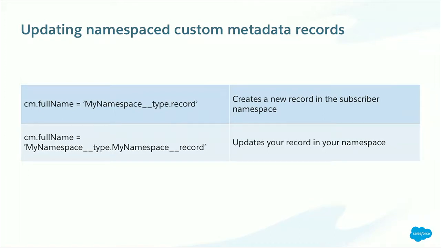But we've seen some developers get tripped up because they've intended to modify the record in their metadata type and ended up creating a new one in the subscriber namespace. So if you need to modify a record in your namespace, you need to make sure that both the type and the record are fully qualified with the namespace, as you see on the bottom. And if you only qualify the type and not the record, it's going to create a record in the subscriber's namespace.